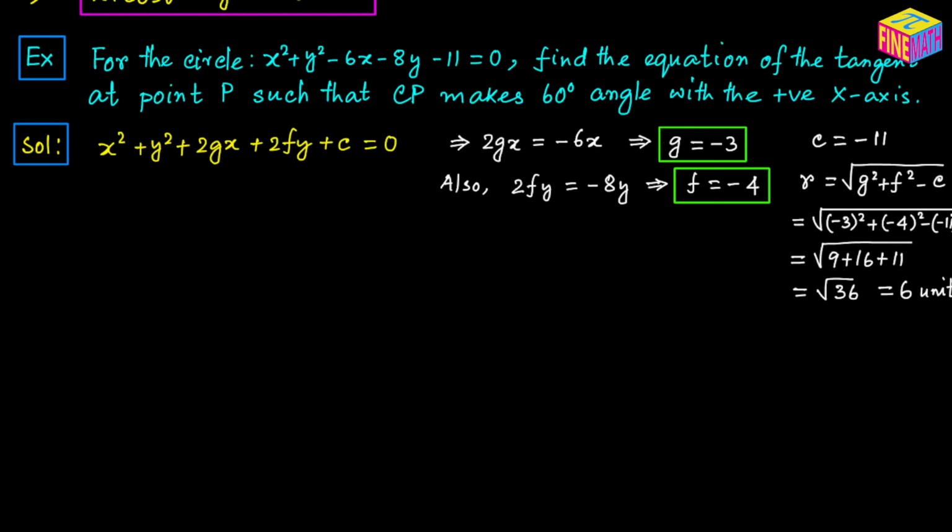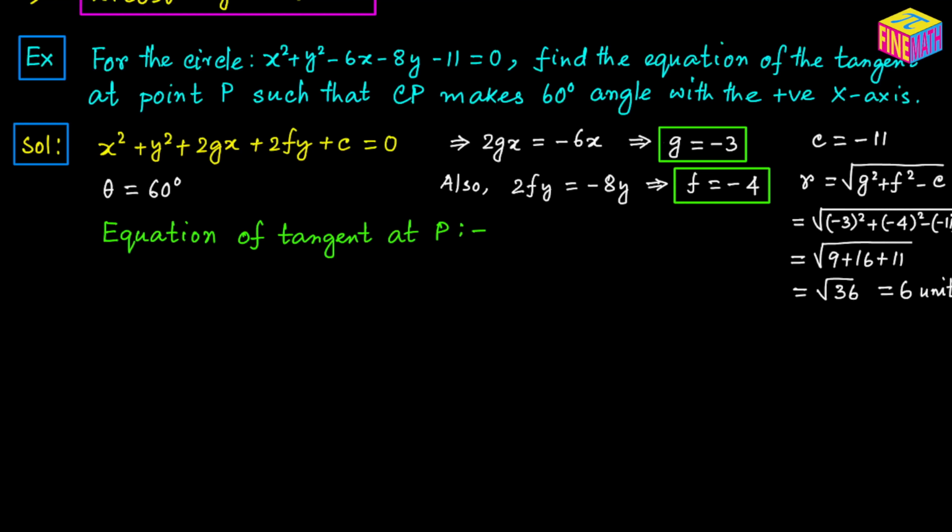I have noted 6 unit because it's the radius of the circle, and here we are taking the positive value because we are talking about the radius of a circle. We should not take a negative value for the radius. Radius should always be taken as a positive value. So square root of 36 has been written as positive 6 unit. That's the radius of the circle. Also theta has been given as 60 degree. So I have noted it here.